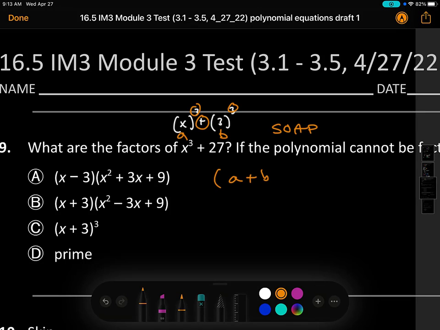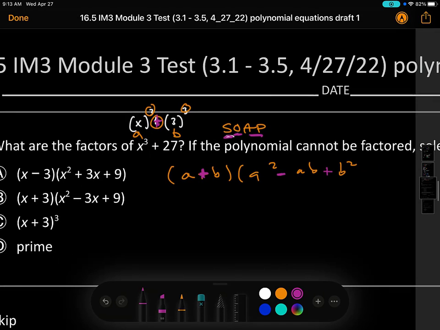So A plus B, so same. Same. So this one is, let's do a different color. Same, so that's a plus, then this is going to be a plus. O is the opposite of the plus, which is a minus. And then AP means always positive.